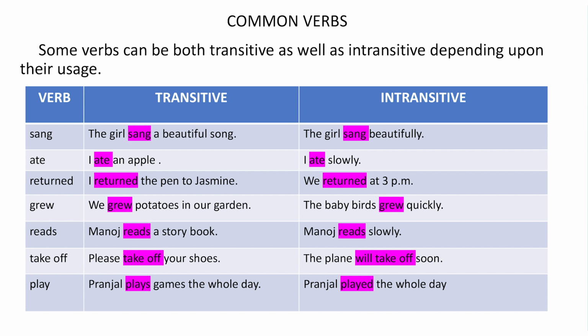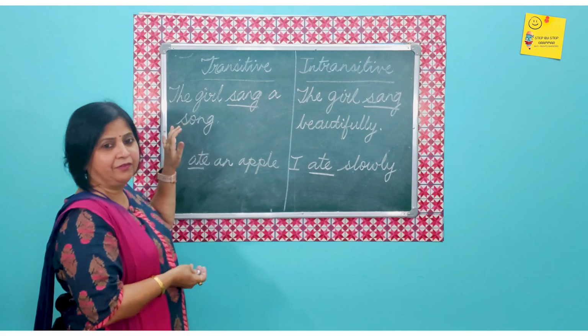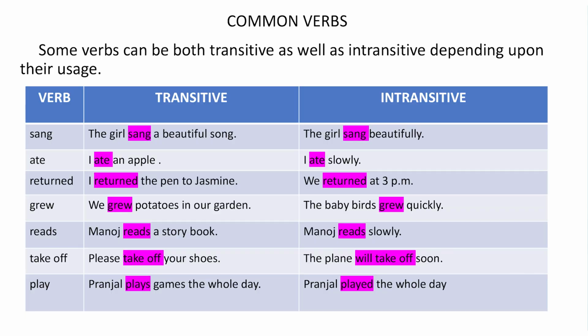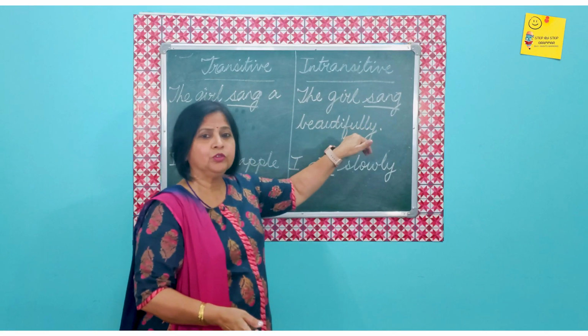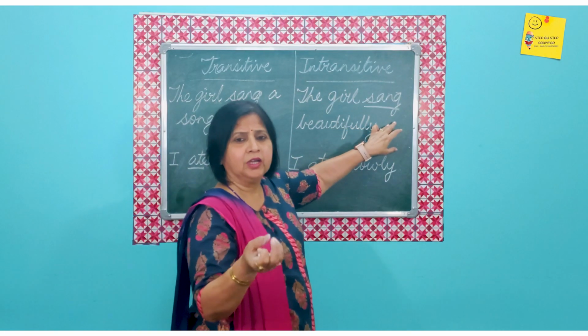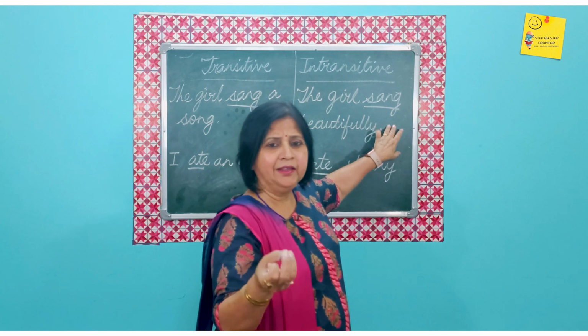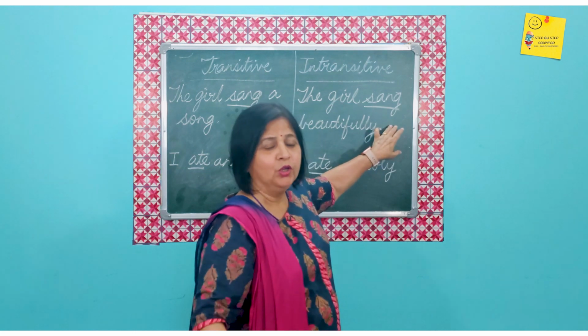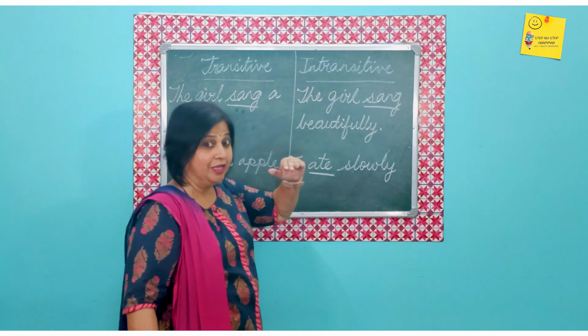Now the first sentence that we have: the girl sang a song. The verb is sang. Let's ask the question, sang what? A song. So over here the verb sang is transitive. Now same verb: the girl sang beautifully. Sang what? Are you getting any object? Sang whom? Are you getting any object? No. So this is intransitive.